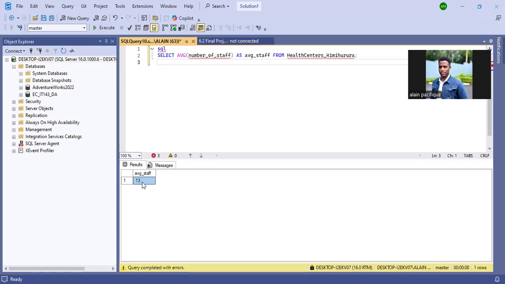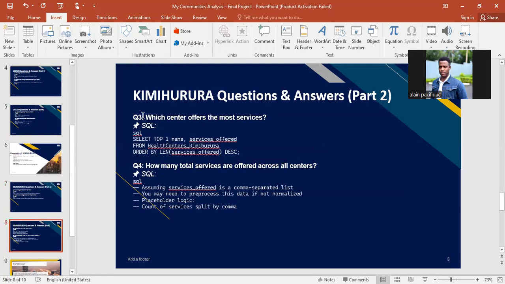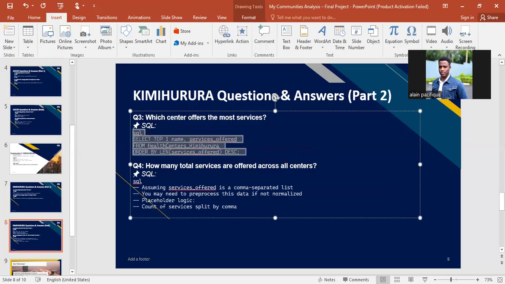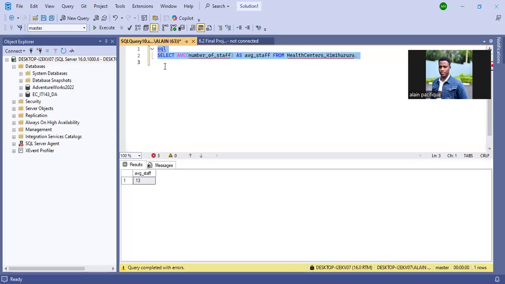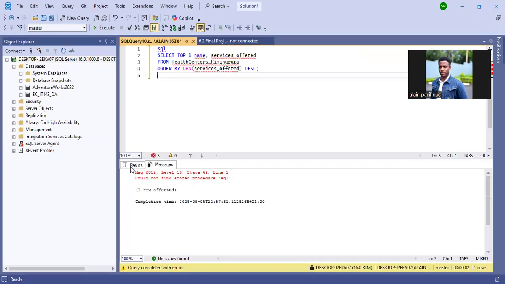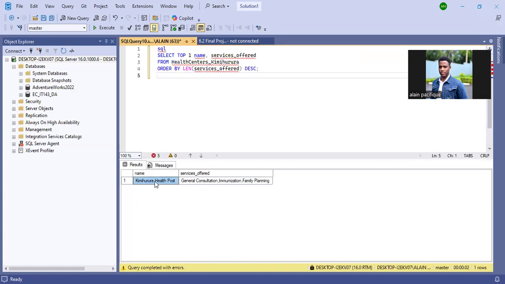Going back to the presentation, the third question asks which center offers the most services. We asked the same question. We're seeing the Zekimi Health Post, which has general consultation, immunization, and family planning.